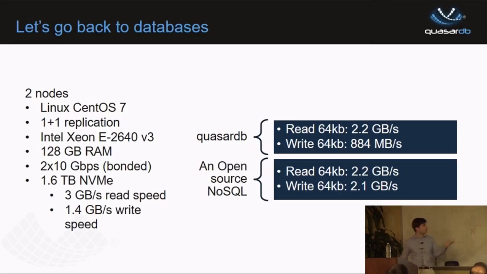The setup is on the left, and it's bounded at 10 gigabytes. And as you can see, the open source NoSQL, and I'm just not naming it because I'm not interested in bashing anyone, writes almost three times faster than us. So the conclusion could be, well, we suck. Yeah, maybe. But there's just this little detail that they write faster than the disk.